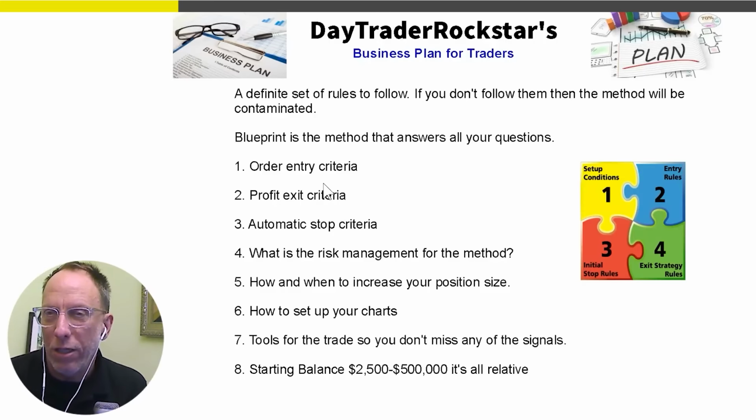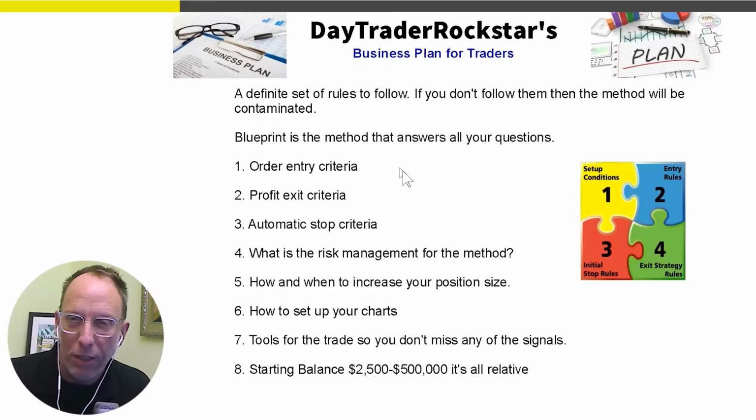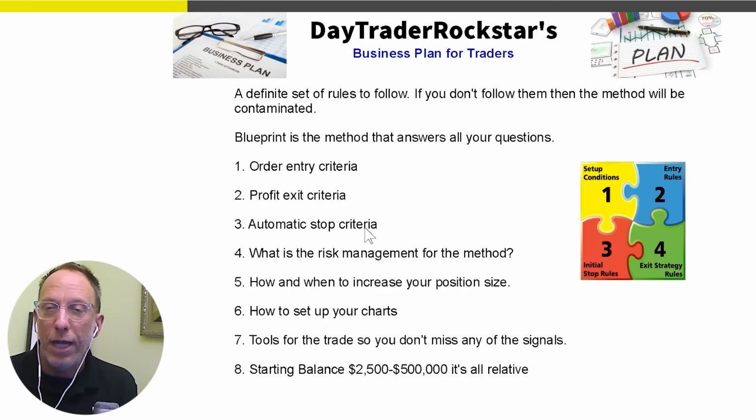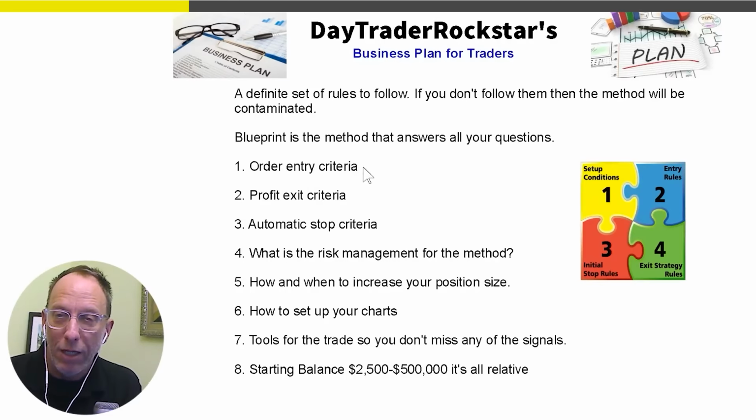Of course, you guys could pause the video and write this stuff down. Order criteria, profit exit criteria, all these things need to be figured out as you're trading. You can't be just going into the markets and not knowing what's going on. So all these things should be defined before you get into a trade. How you're going to get into a trade. What are you looking for? How are you going to get out of a trade? Automatic stop criteria. Do you have one? Where's the stop go? What's the risk management of the method?